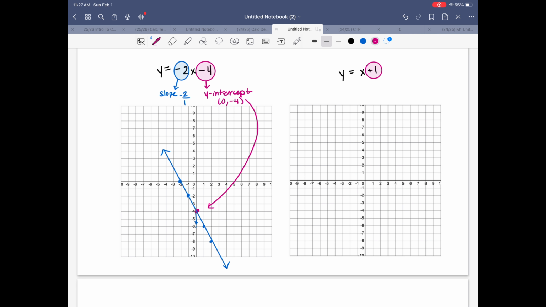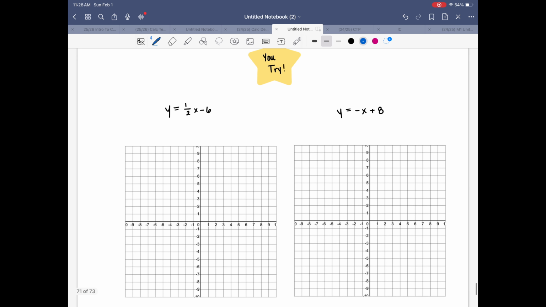The next example, we start with a y-intercept at 1. Now, even though it looks like there is no number in front of x, it is actually a 1. So our slope tells us that we go up 1 and then to the right 1. Don't forget, you can always reverse the order. Down 1 and to the left 1. Now pause the video to see if you can graph these two by yourself.